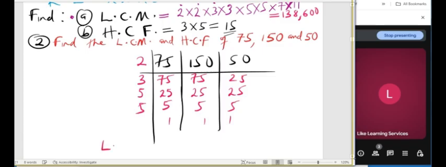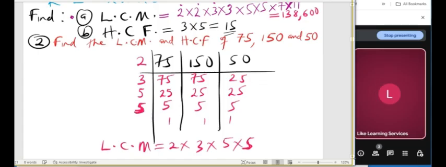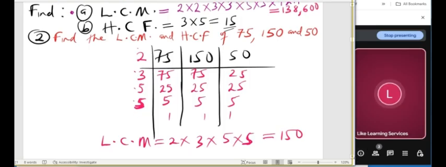The LCM. You pick everything. The LCM for my answer it was 150. That's correct. The HCF is 2 times 3 times 5 times 5, which is 150. Then the HCF, only the ones that are common to all.